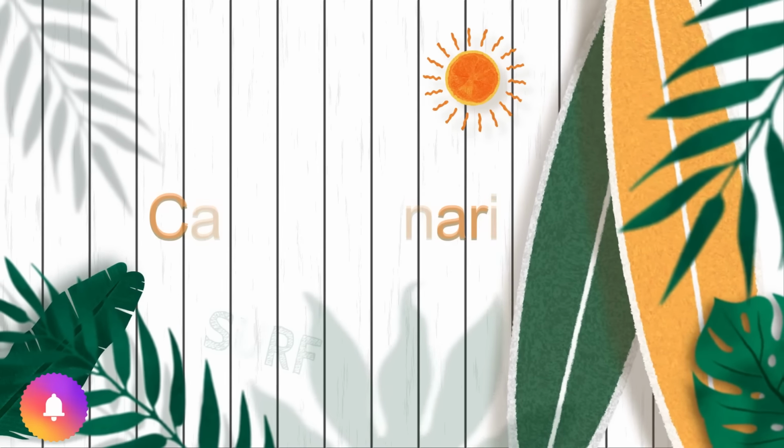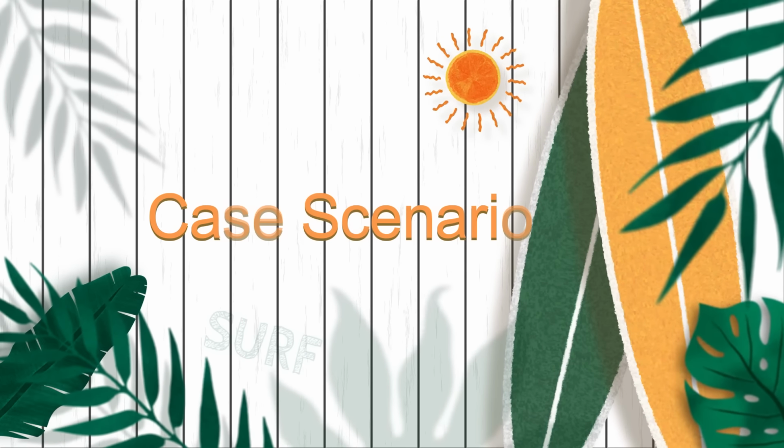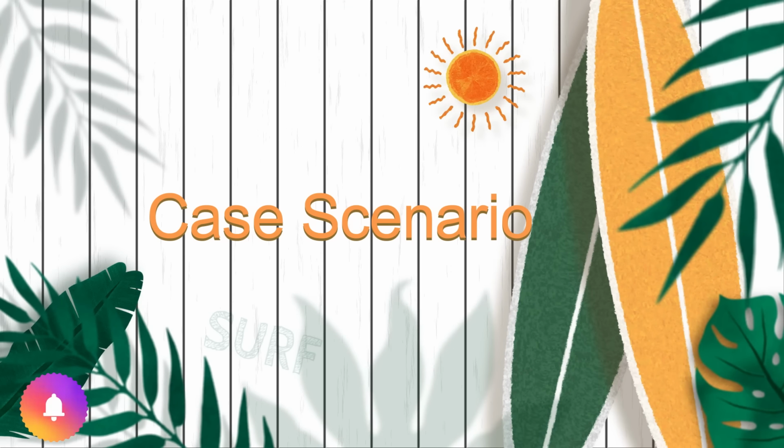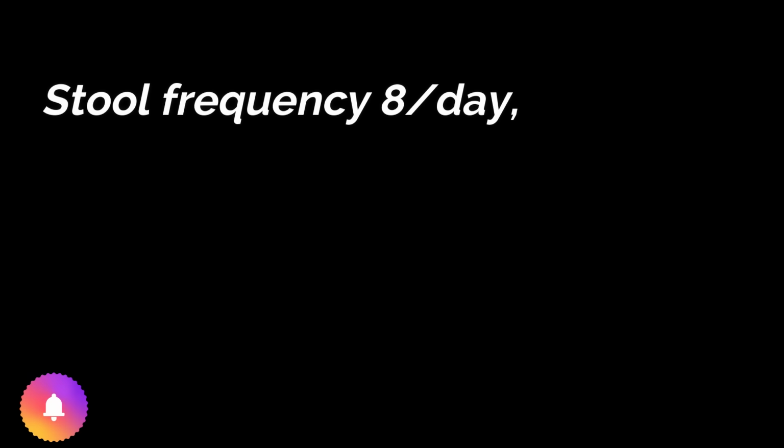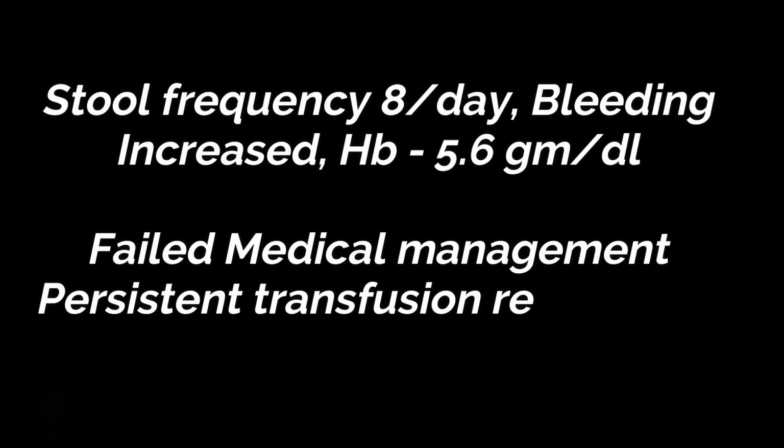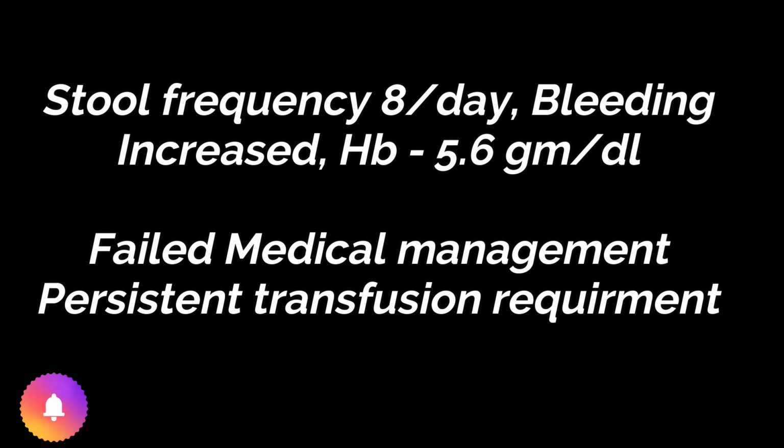So coming back to the case that we are discussing in this video, that 25-year-old lady with severe ulcerative colitis and bleeding. After initial response to tacrolimus, the patient again deteriorated and her stool frequency increased to 8 per day and bleeding also increased. Her hemoglobin dropped from 9.5 to 5.6 gram per deciliter. So it was a failed medical management of corticosteroid and tacrolimus, and she had a persistent transfusion requirement.